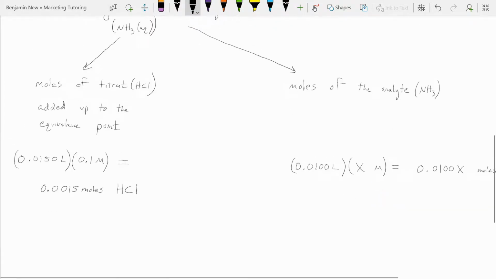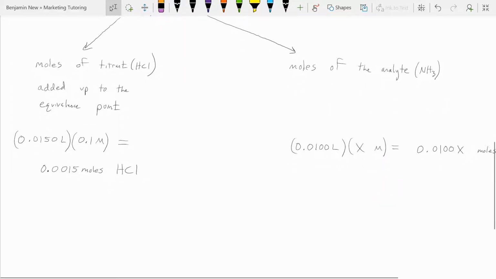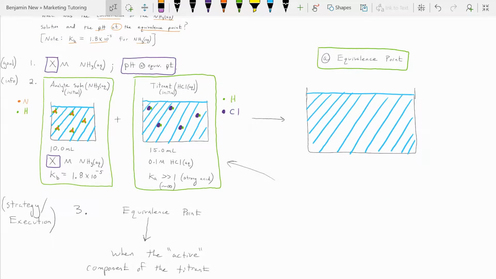Let's go ahead and continue on the HCl side. Now, what we're going to do is we're going to say, I know that we're going to add this to this, or vice versa, but it doesn't matter in the end. And we're going to get some solution that has the total volume. I'll just write the total volume here.